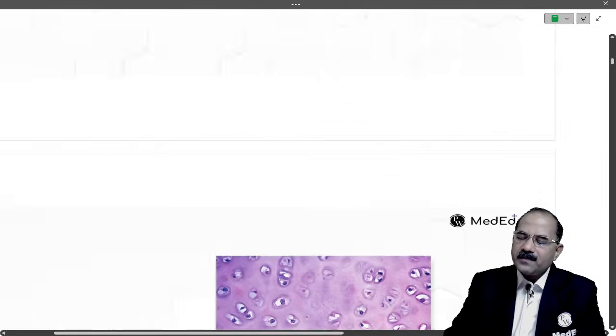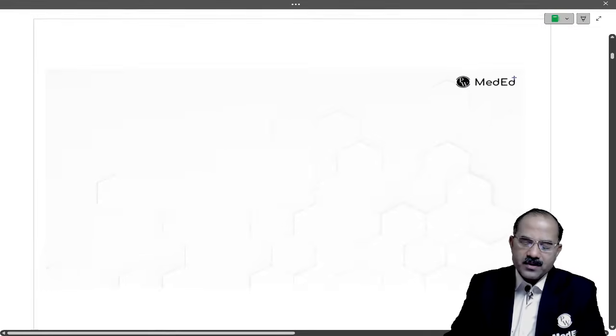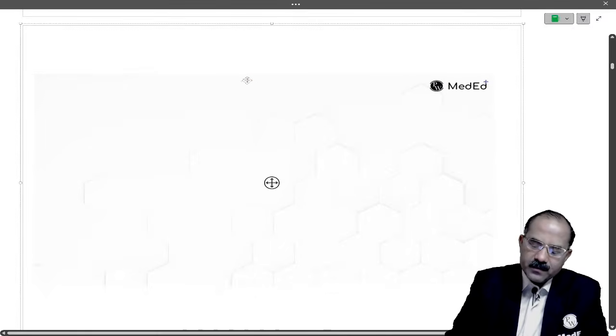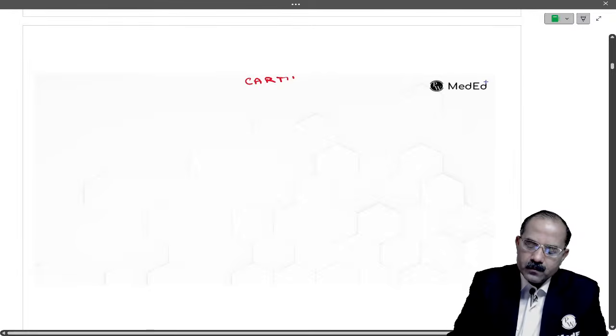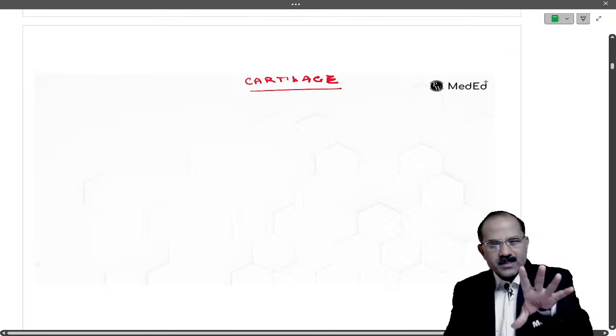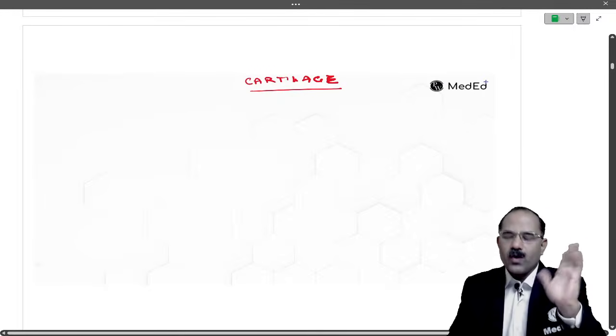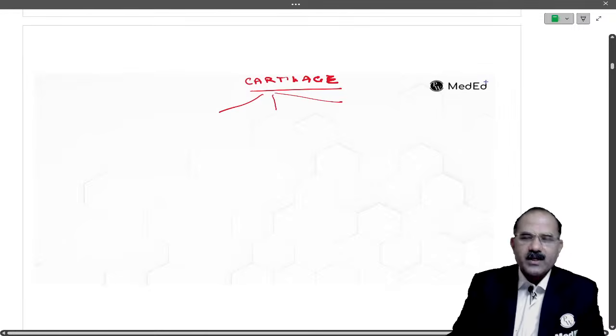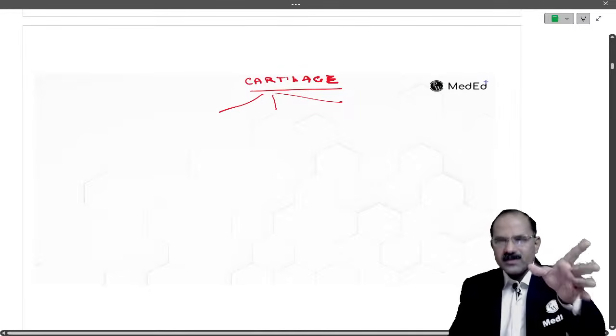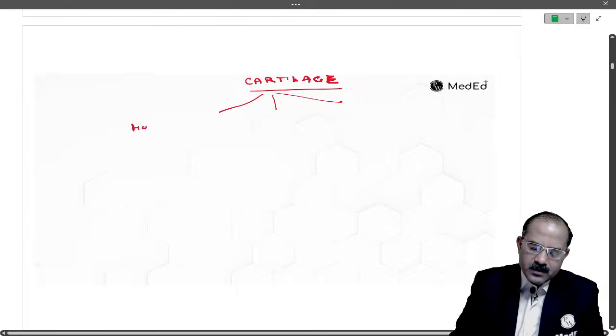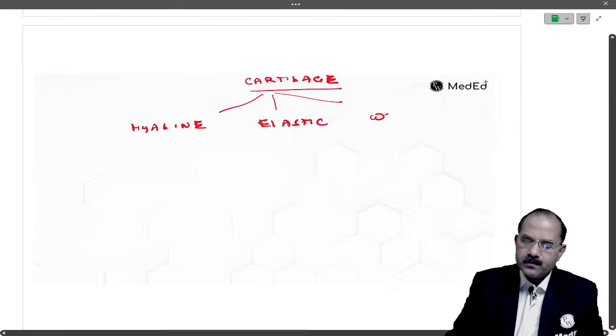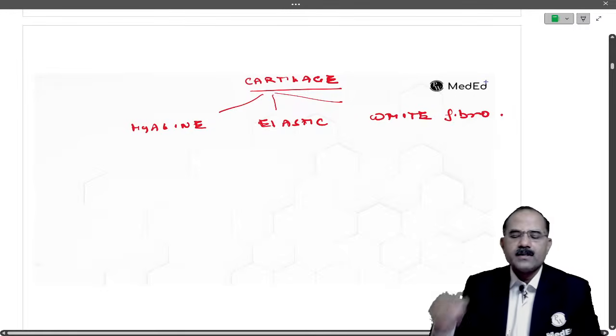So let us understand, if a slide of cartilage comes, cartilage has ground substance, and it will have cells. The cells are known as chondrocytes. Now cartilage is of three types. Just remember what I'm telling you. It is very easy. Cartilage is of three types: hyaline cartilage, elastic cartilage, and white fibrocartilage. Hyaline, elastic, and white fibrocartilage.